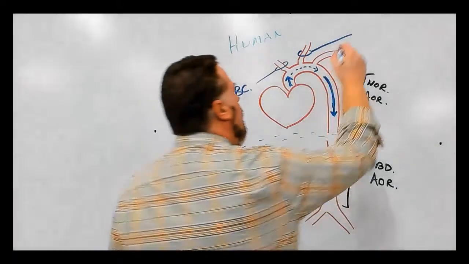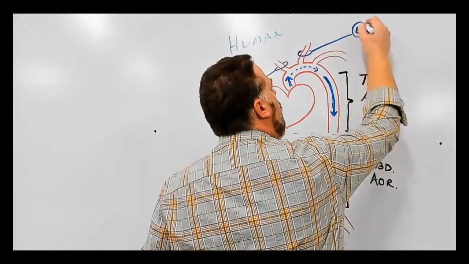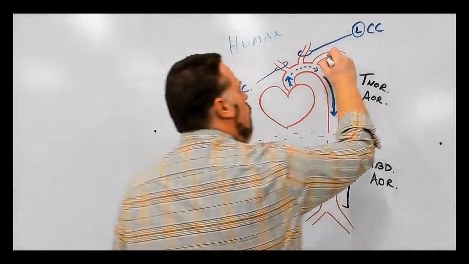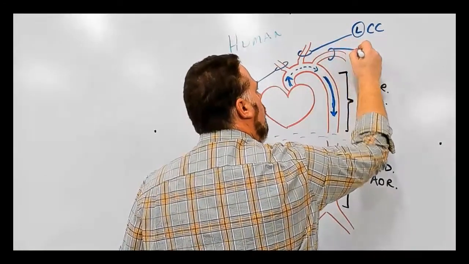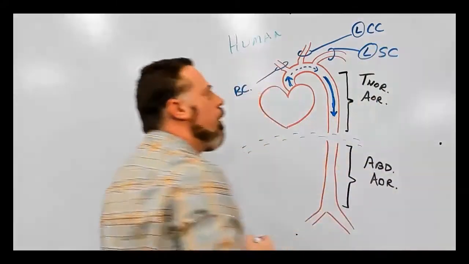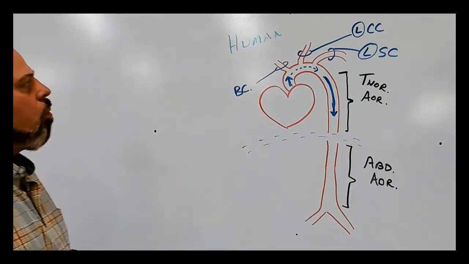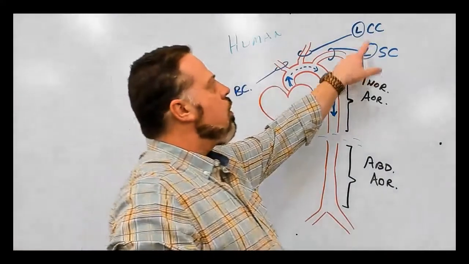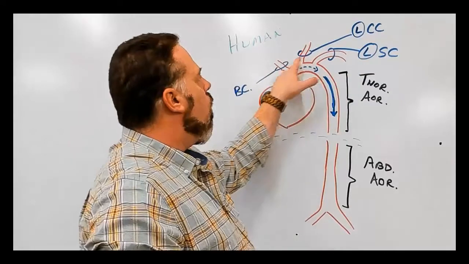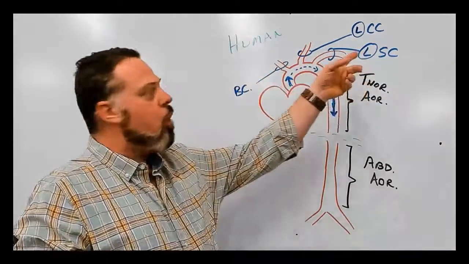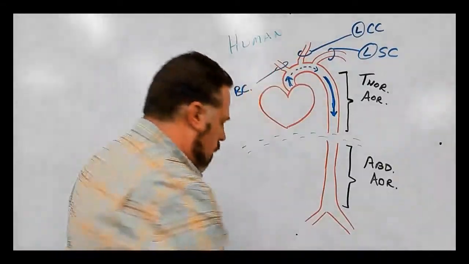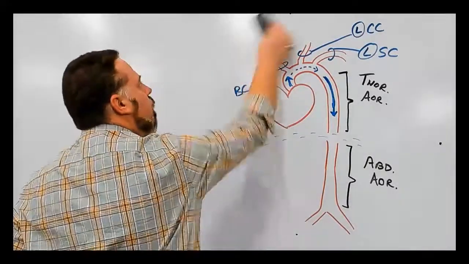This is going to be the left common carotid artery. And then the third branch over here is going to be the left subclavian artery. So if the left subclavian artery and the left common carotid artery are here, then where is the right common carotid? If there's a left, there's going to be a right, right?